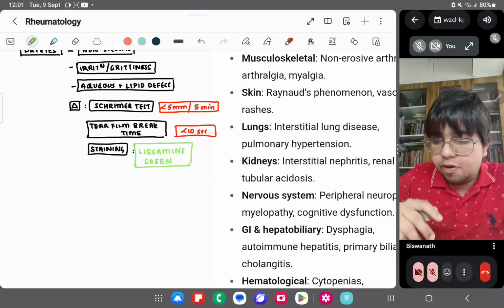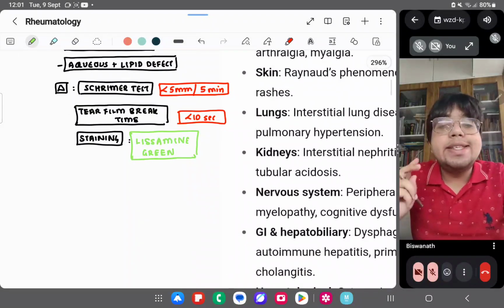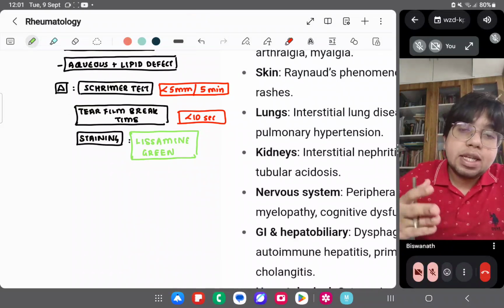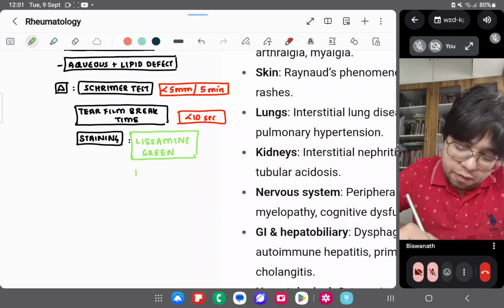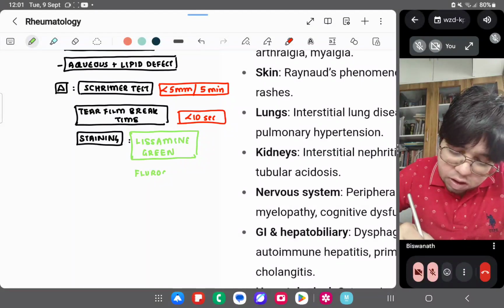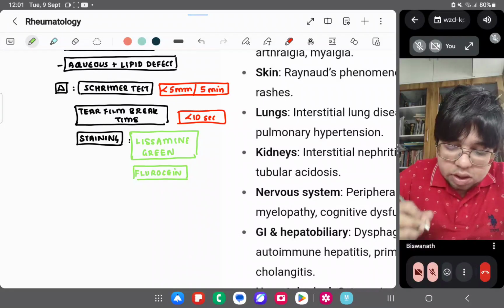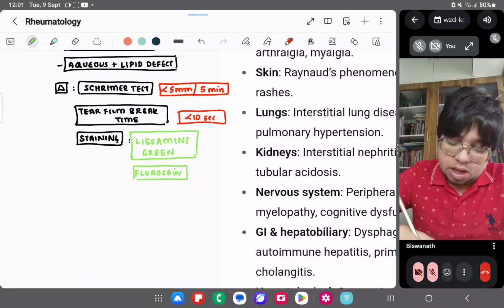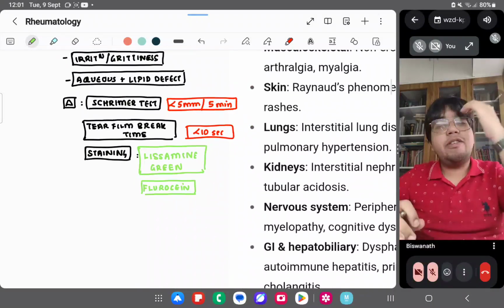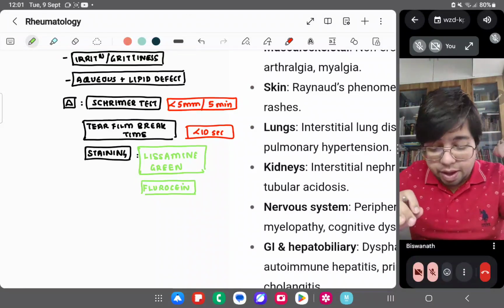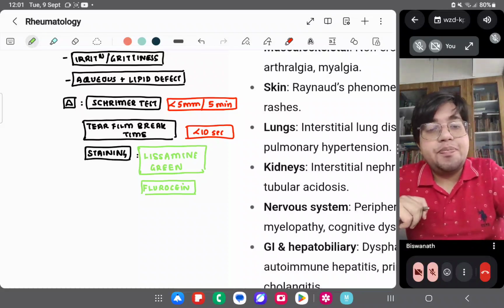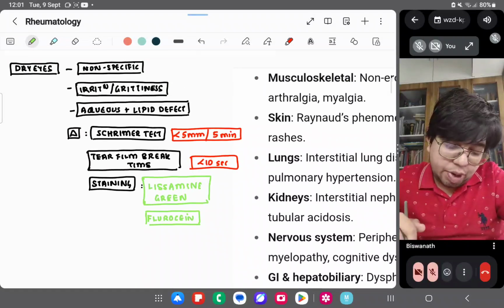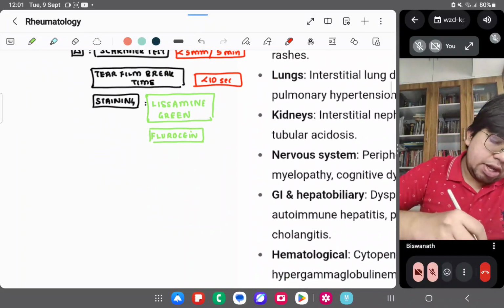Lissamine green dye, and another one is the fluorescein dye. Okay, lissamine green and fluorescein. Right. So this is about the dry eyes.